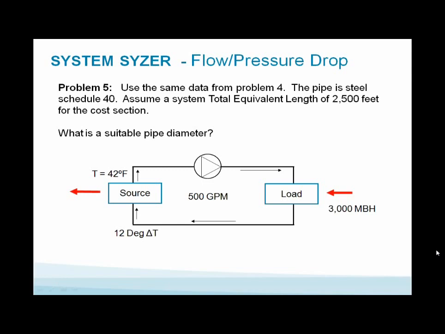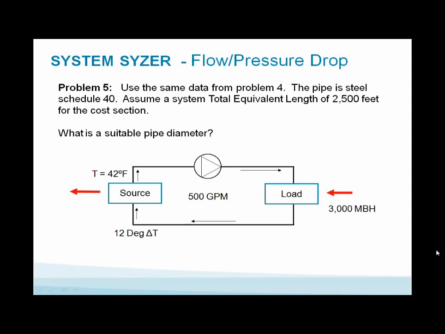So let's go to problem number 5. Nothing like having a little problem. Use the same data from problem number 4. The pipe is steel, schedule 40, assuming a total equivalent length of pipe of 2,500 feet. We want to make sure we understand what the cost section is for running this. In other words, what is the operating cost involved? And what is the suitable pipe diameter? What size pipe would you pick?